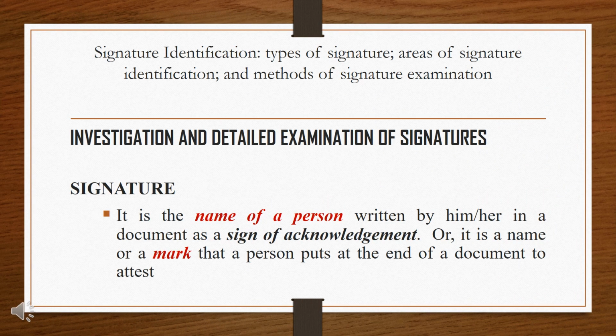Signature identification: types of signature, areas of signature identification, and methods of signature examination. Investigation and detailed examination of signatures. Signature: it is the name of a person written by him or her in a document as a sign of acknowledgement. Or, it is a name or a mark that a person puts at the end of a document to attest.